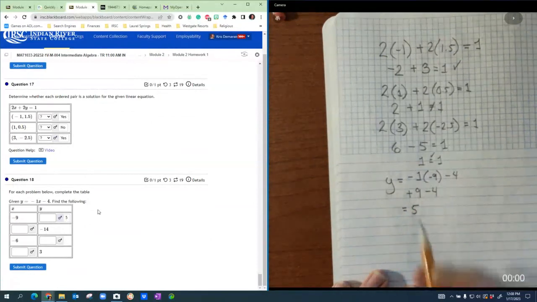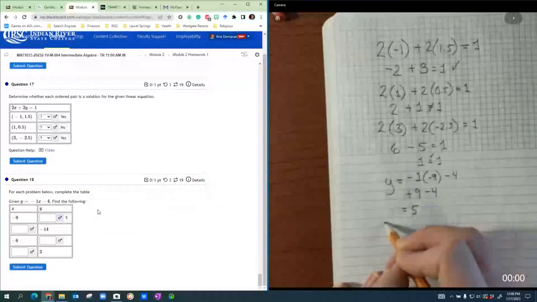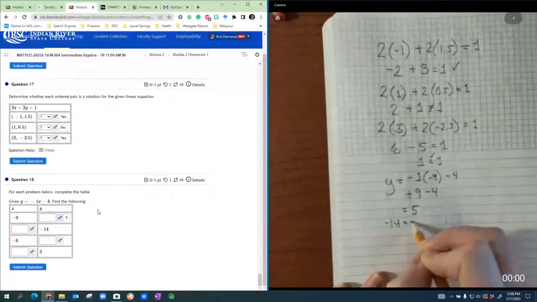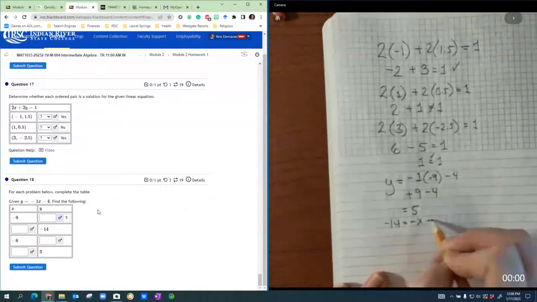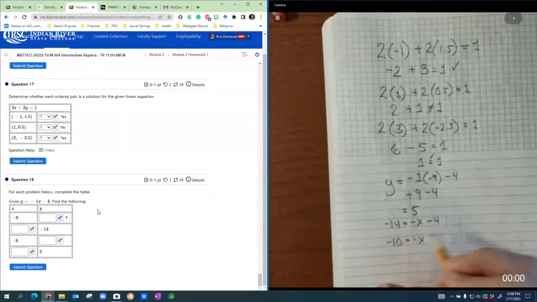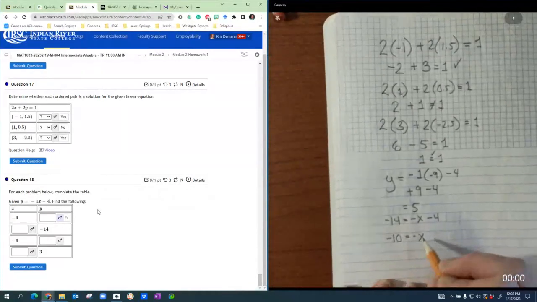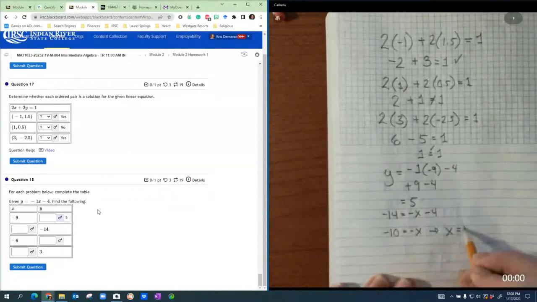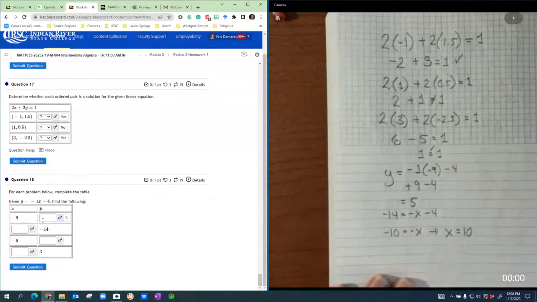All right, and then we go ahead and put the output value at -14 and ask ourselves, what does that mean for the x value now? So we will go ahead and add 4 to both sides, get -10 equals -x. And then you can't have a negative x in there, so you just switch the signs, and therefore it's going to be x equals +10. So that's what we're looking for there.